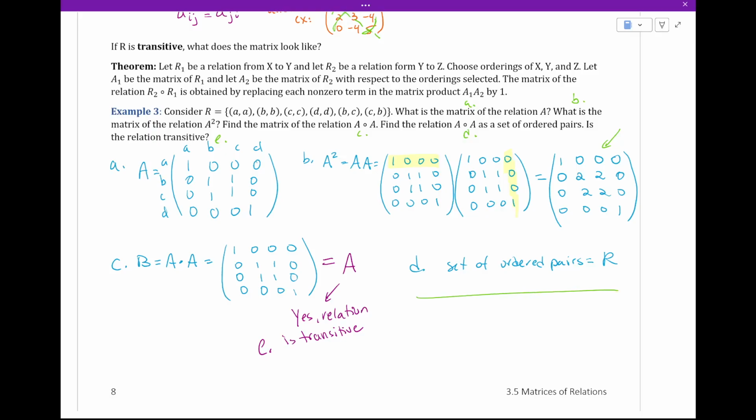I mentioned this a little bit earlier, but as an aside, we noticed that A was symmetric, and it is reflexive, and we just showed that it is transitive. So what does that mean? That R is an equivalence relation. Isn't that exciting? I'm excited.